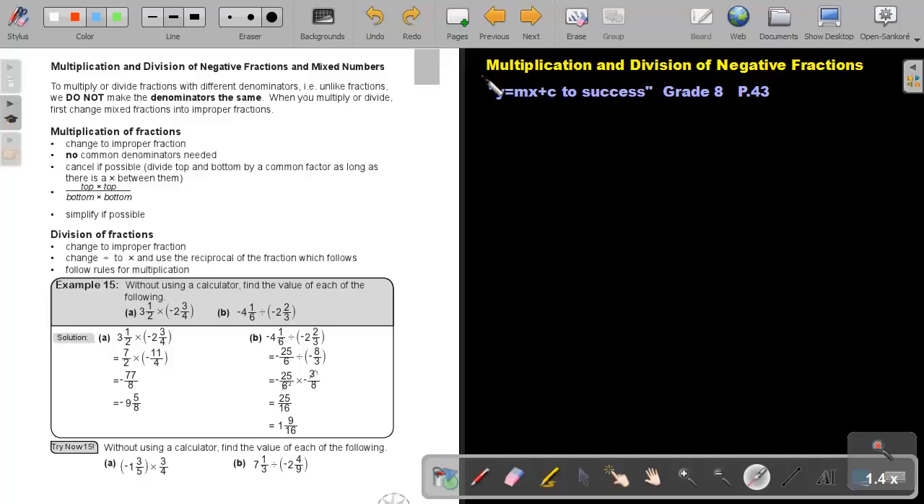Part 15. Multiplication and division of negative fractions. You will find this on page 43 in the Namibian Mathematics Grade 8 textbook, y equals mx plus c to success.